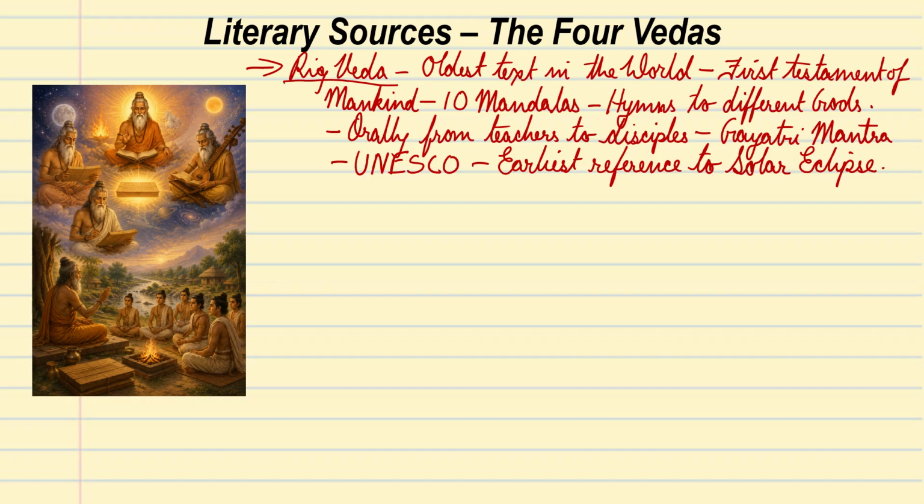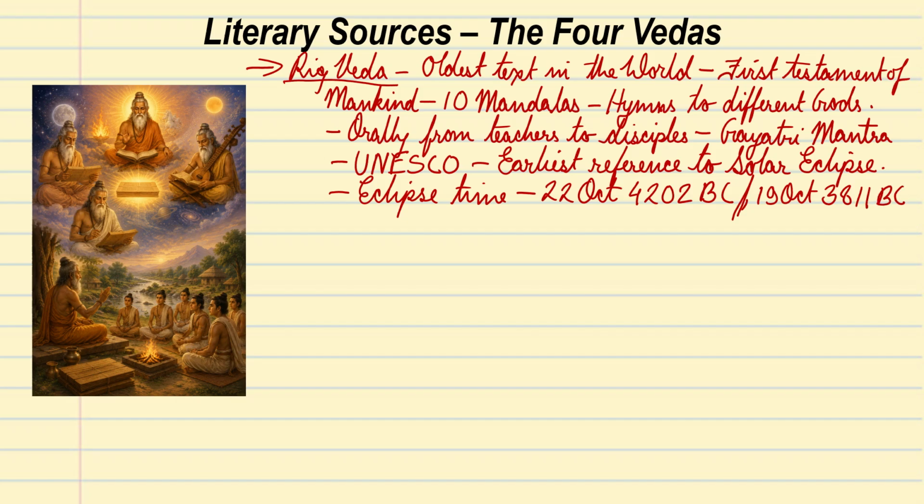Modern astronomers comparing these descriptions with astronomical calculations suggest when the eclipse may have occurred. We have backdated the events, and they have found the date to be 22nd October 4202 BC, or 19th October 3811 BC. So thus the date of Rig Veda is very confusing, because modern evidence regarding the astronomical dates suggests that it had been composed much earlier than 1500 BC, which was the assumed date until now.